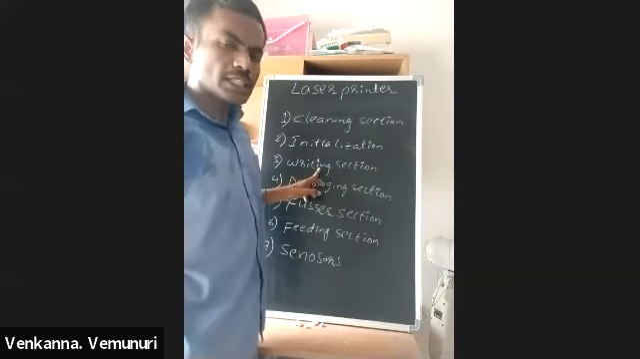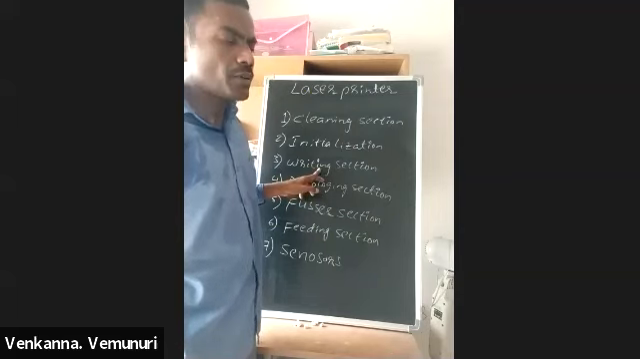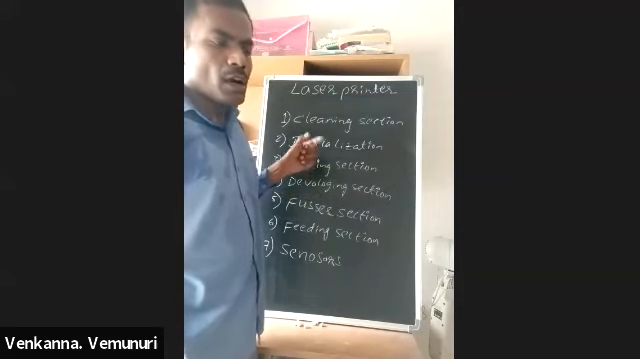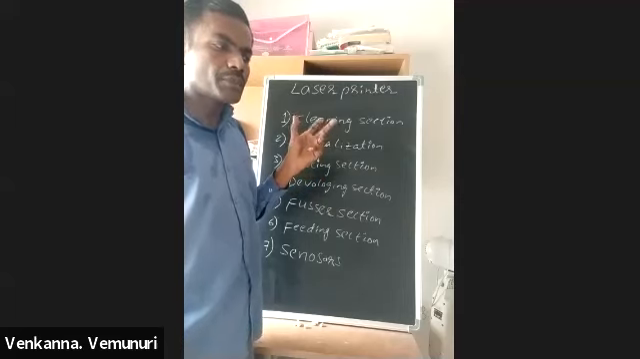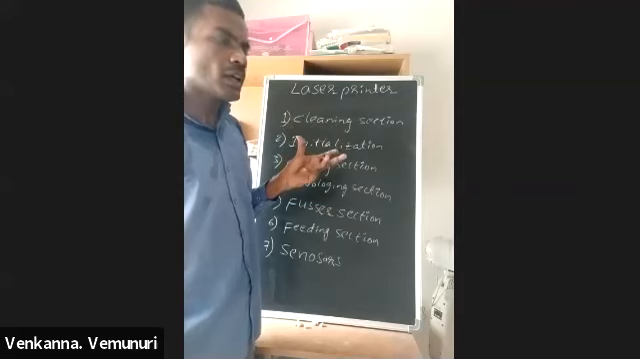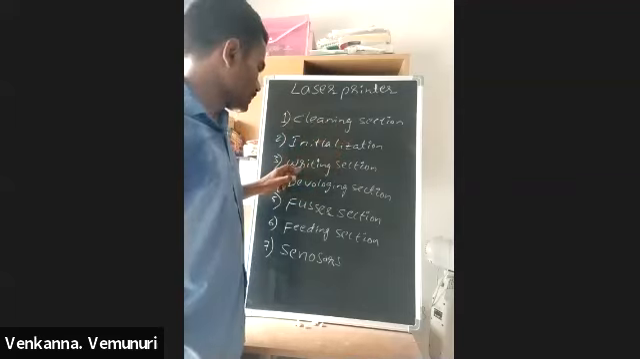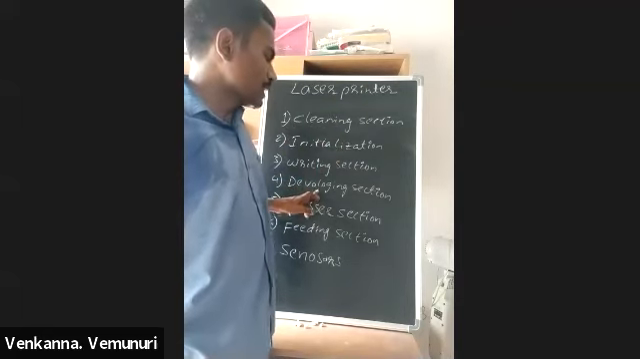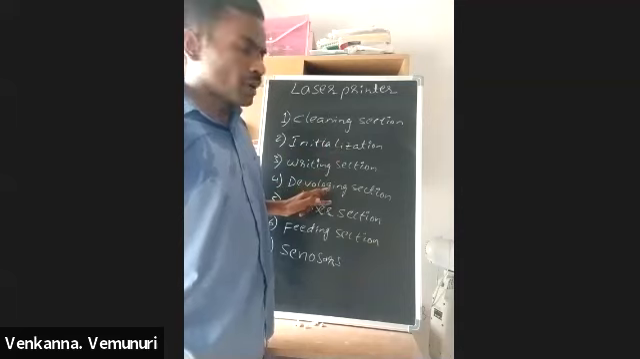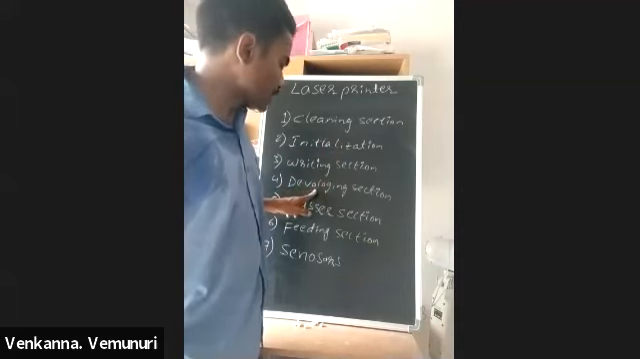So next one is the writing section. In this writing section there is a laser unit. In this laser unit there is one laser diode, prism, scanner, one motor for rotating purpose, and two sets of mirrors. Next, developing section. In this developing section there are the OPC drum, magnetic roller and secondary corona roller.